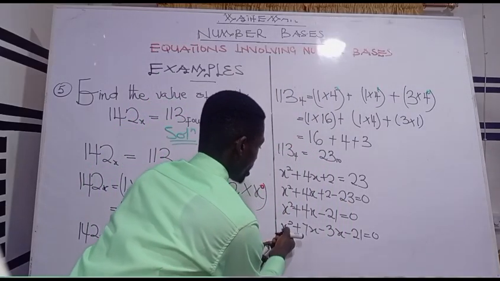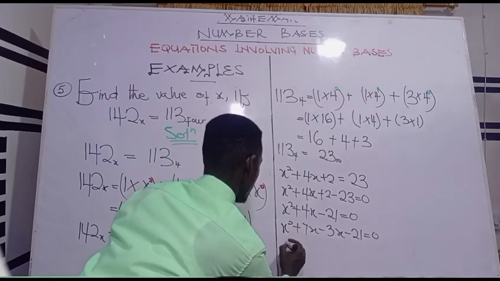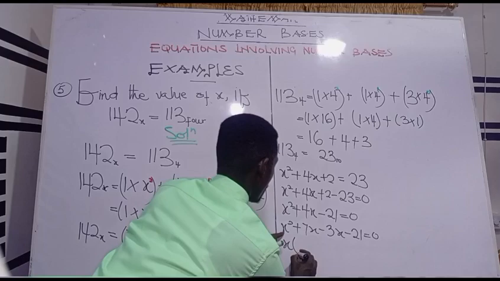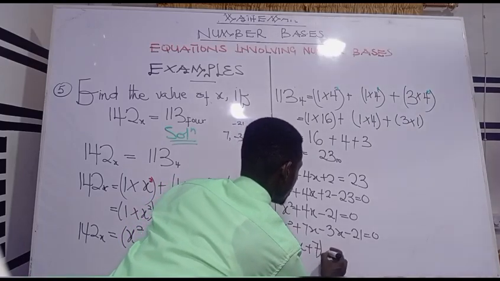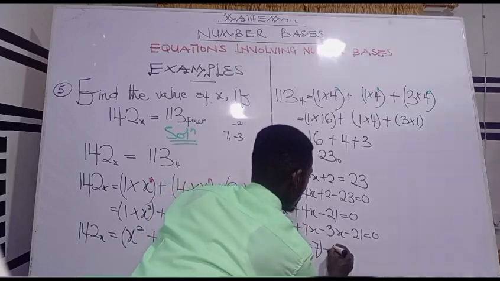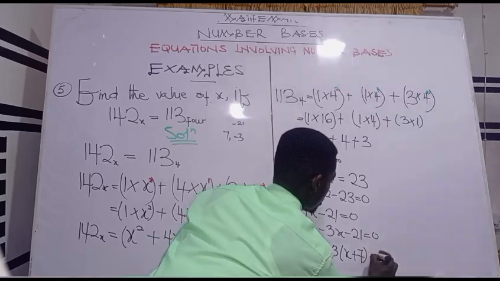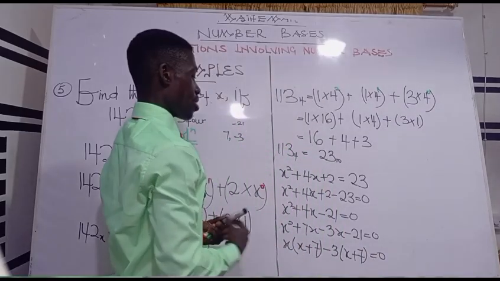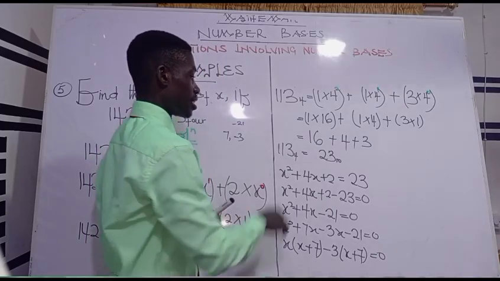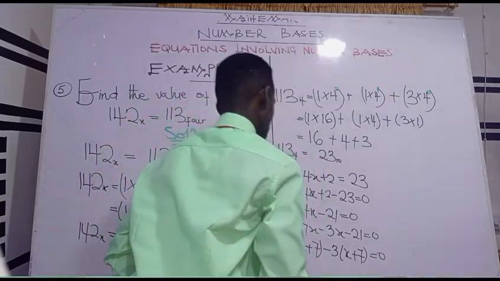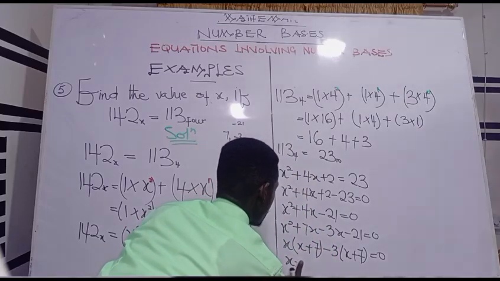So we factorize x out because x is here, x is here. So we have x is out. We are left with x plus 7, and then we have minus 3. We have x plus 7 or equal to 0. So always the numbers within the bracket have to be the same when factorizing a quadratic equation. So we have x plus 7 and x minus 3.